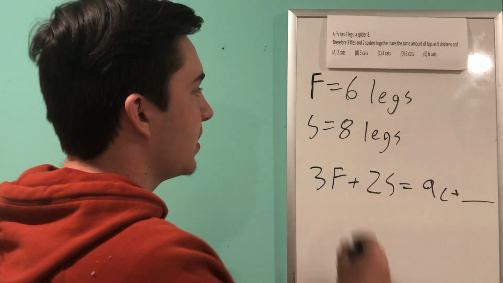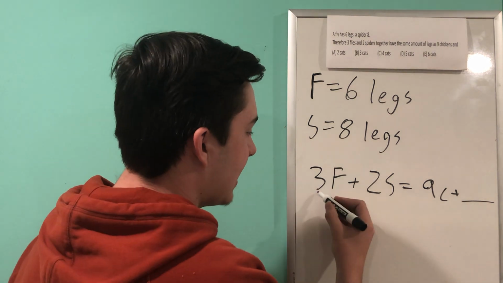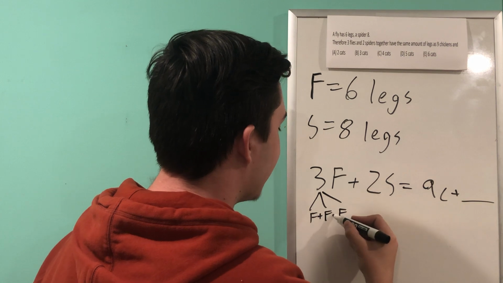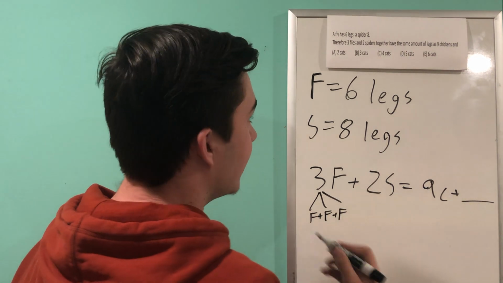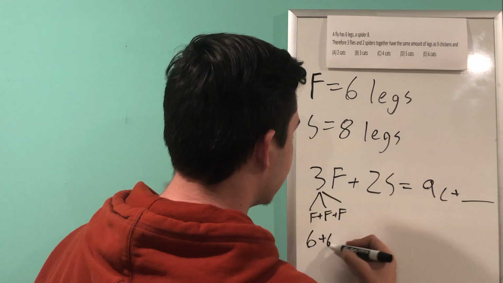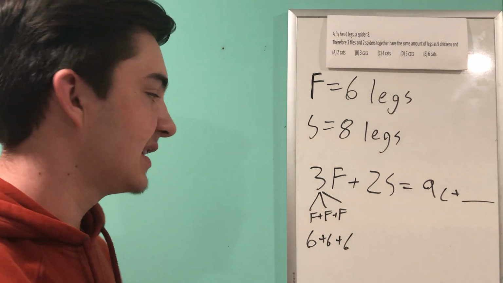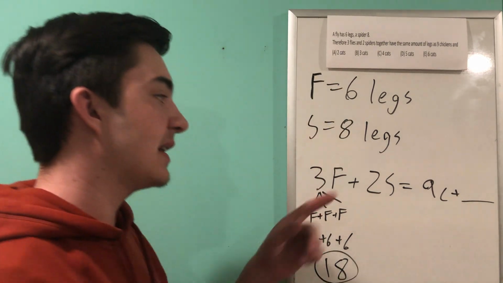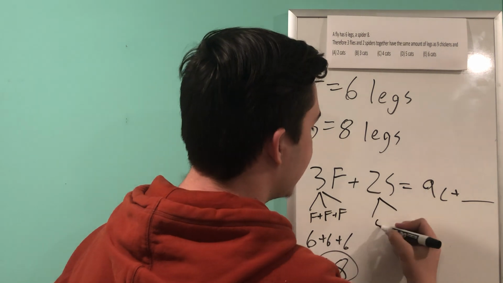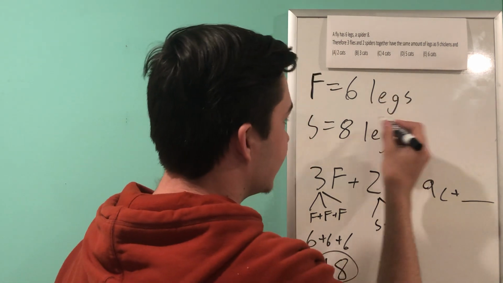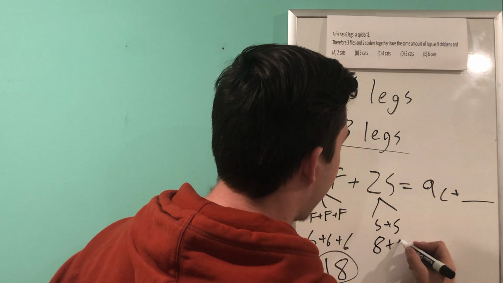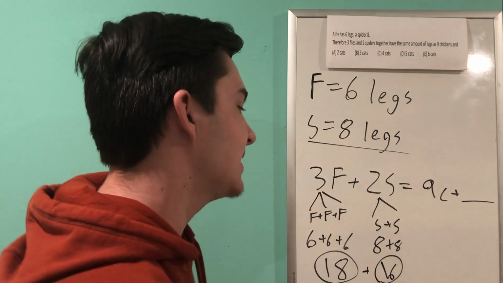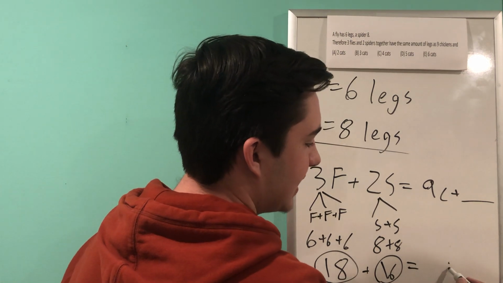So now, we know one fly has six legs, right? And this is three flies, fly plus fly plus fly. So that means, in other words, it's just six plus six plus six, because one fly has six legs. And six plus six plus six is 18. So that is 18 legs. Now let's break down the spiders. So this is spider plus spider, which is, since they have eight legs, 8 plus 8. What's 8 plus 8? 16. So far we have 18 plus 16 is equal to 9C plus this.